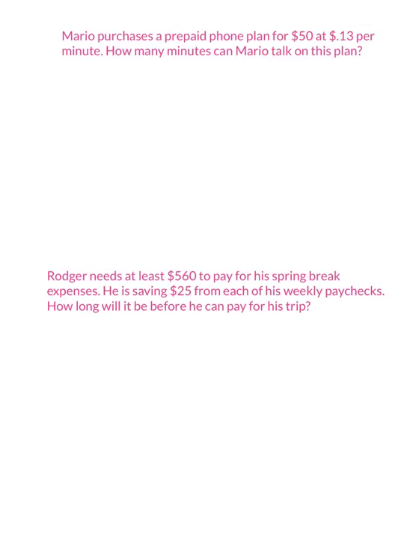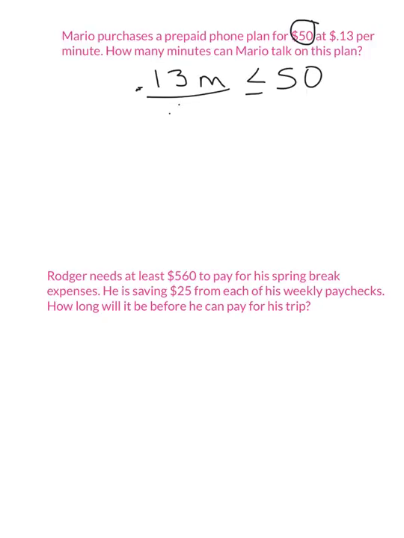In our last set of problems today, we have some word problems. So the first one says Mario purchases a prepaid phone plan for $50. So that's the most he can spend, $50, at 0.13, which is 13 cents per minute. How many minutes can Mario talk on this plan? So I'm going to take 0.13 because that's 13 cents a minute, multiply that by m, which is the number of minutes. And again, I know that he can spend 50, but he can't spend more than 50 because that's how much the plan cost. So I have 0.13m is less than or equal to 50.